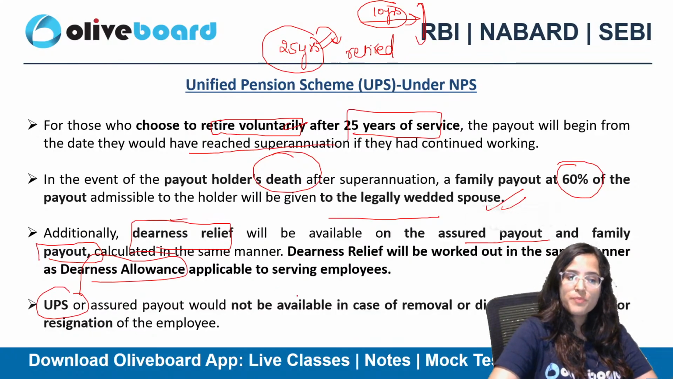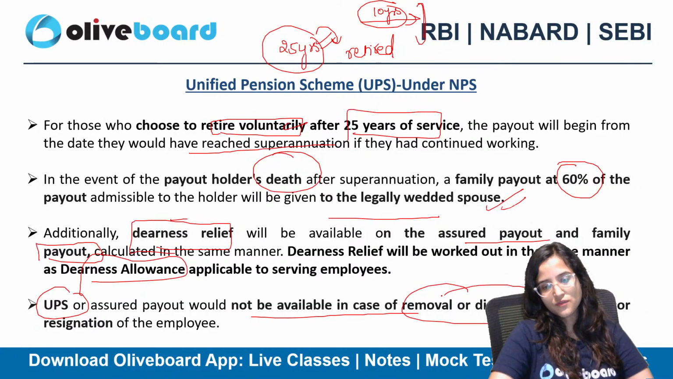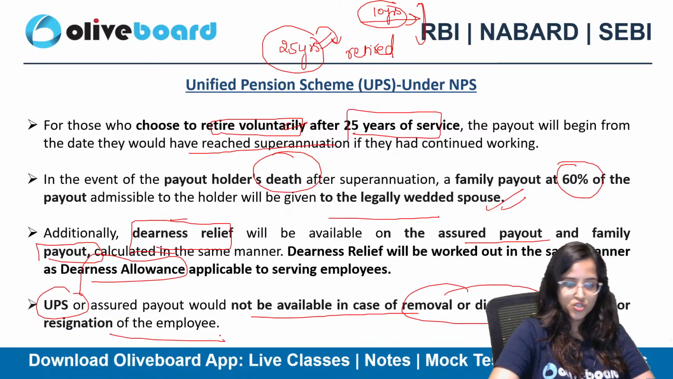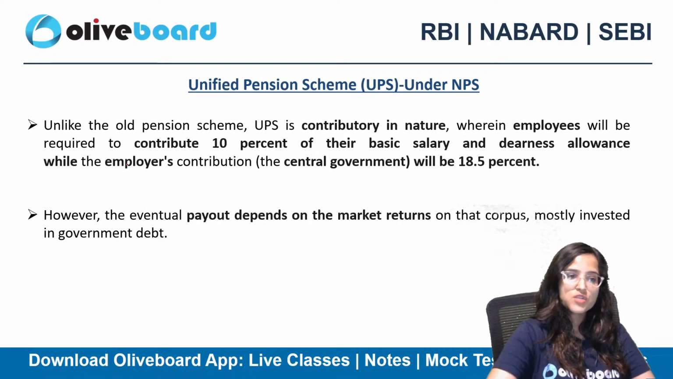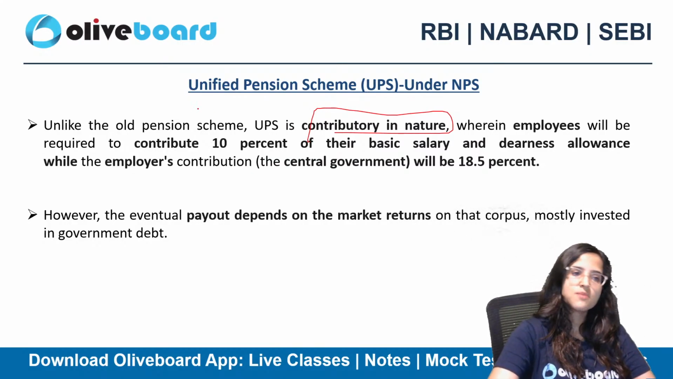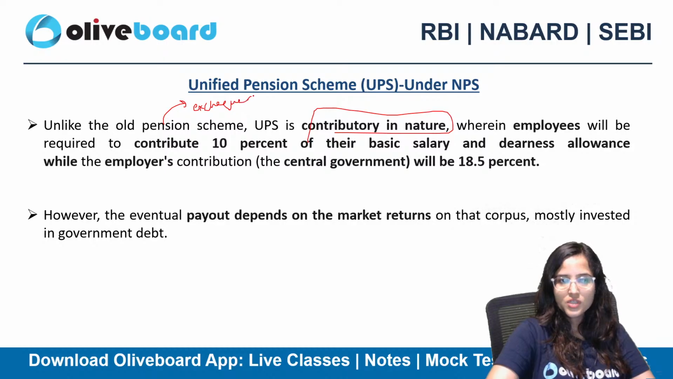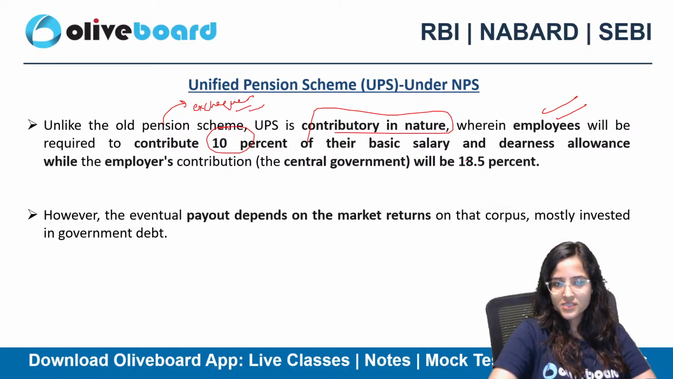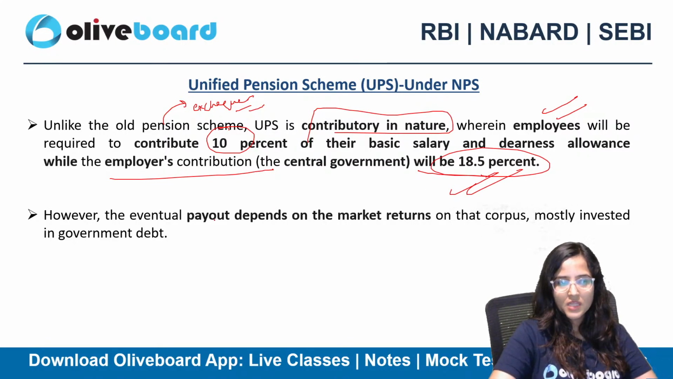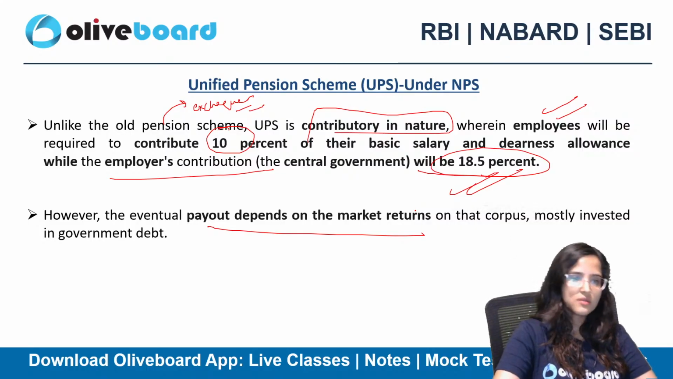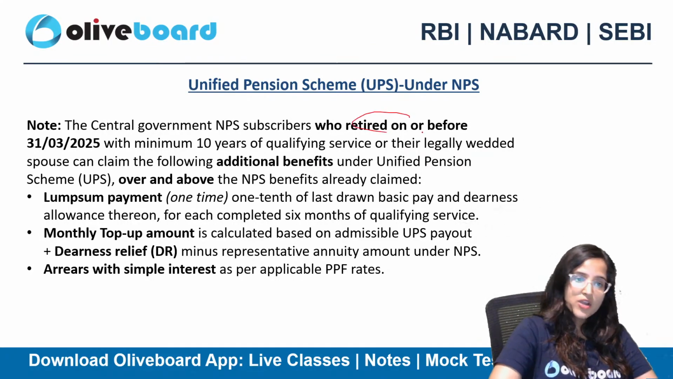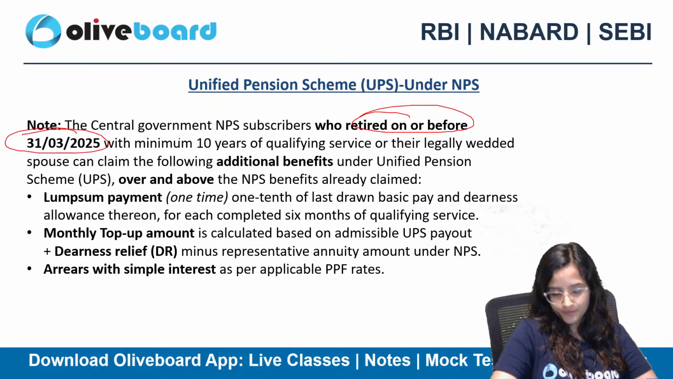Okay. UPS or assured payout would not be available in case of removal or dismissal from service, or resignation of the employee. And if we contrast it with the old pension scheme, then UPS is contributory. In the old pension scheme the entire burden was on the exchequer, the government. But UPS is contributory in nature. Employees will also contribute 10% of their basic salary and dearness allowance, and the employer's contribution will be 18.5%. The eventual payout depends on market returns, obviously, because it is going to be linked to market-linked securities.